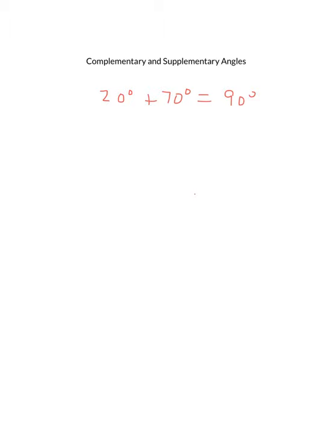Supplementary angles would be if you had an angle that was 130 degrees. Well, 130 plus 50 equals 180. Those two angles are supplementary angles because together they equal 180. So supplementary is 180, complementary is 90.